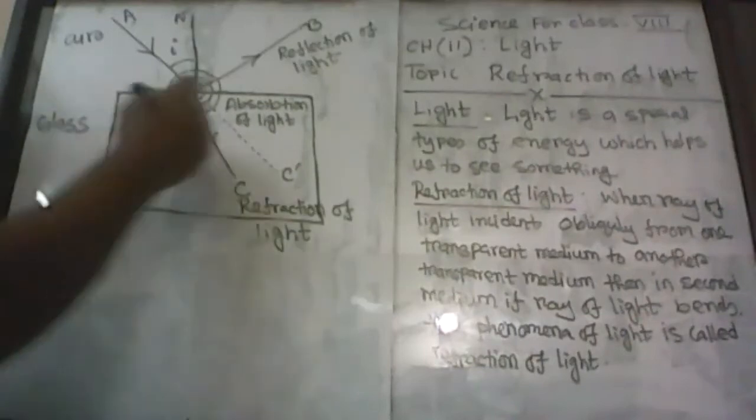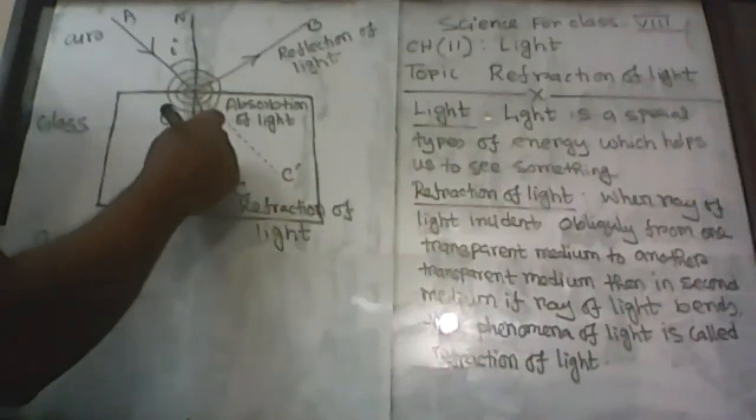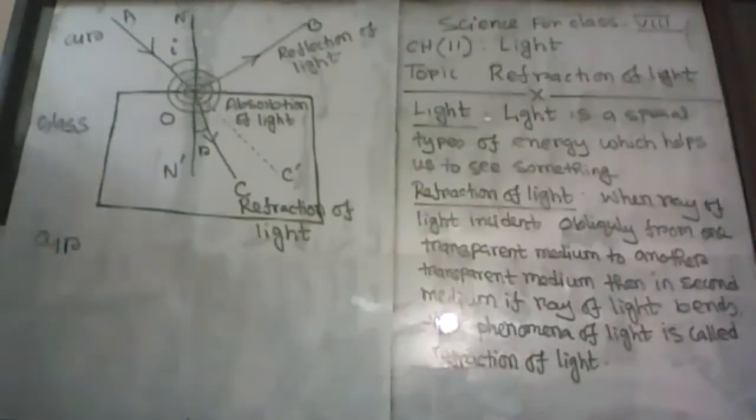So this is the angle of refraction, R. So you can say that in the second medium, in the glass medium, you see the ray of light bends. The ray of light changes its direction. Since the ray of light changes its direction, that's why this phenomenon of light is called refraction of light. Okay? Can you understand this?